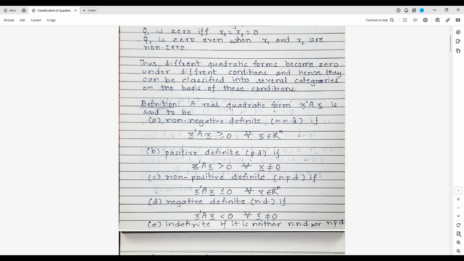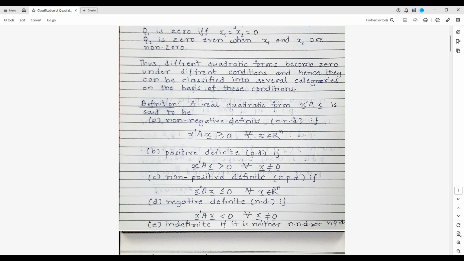So what do we mean by non-negative definite? Let us come back to this. Here x prime Ax is greater than or equal to 0 for every x in Rn. So when x is 0, x prime Ax will be 0. But even when x is a non-zero vector, even then for all such values of x, x prime Ax is going to be either 0 or it will be greater than 0. But it will never be negative. And that's why we call it non-negative definite. It means the quadratic form is definitely non-negative.